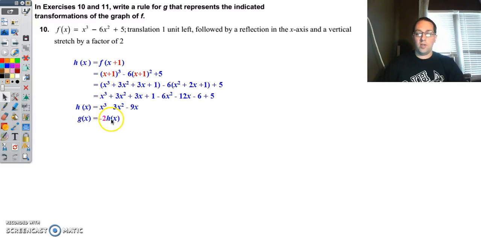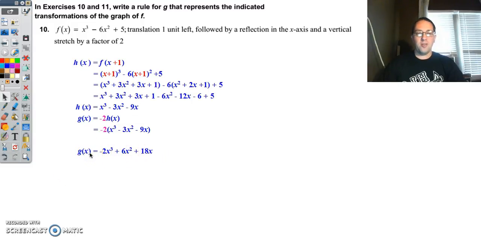-2 times whatever h of x is. Now notice there's nothing happening inside the x, so all of this is just going to be replacing like this. So it's just -2 times everything that was h of x. So -2 times h of x. We just took h of x and plugged it in there. And we distribute that in, and we end up with our g of x. And so this is our answer.